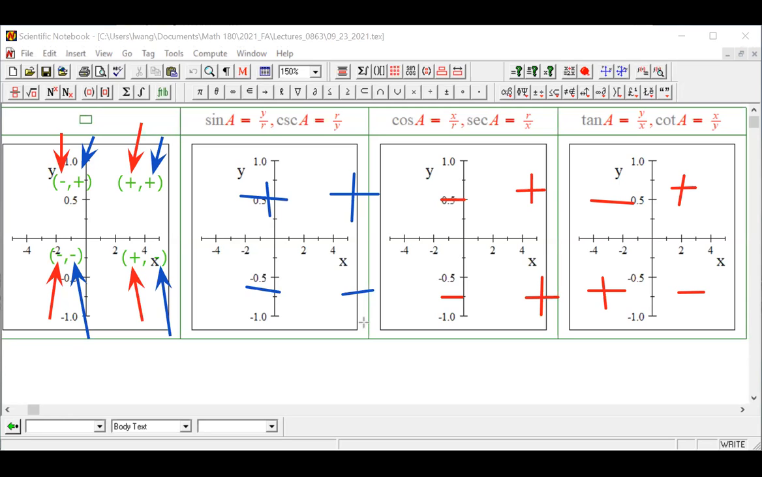Professor, is that the right time to mention "All Students Take Calculus"? Yeah. All Students Take Calculus. Those are the abbreviation for the first quadrant, second, third, fourth quadrant, sign-wise. Sine, cosine, tangent. Right. Yeah. There's so much information, right?